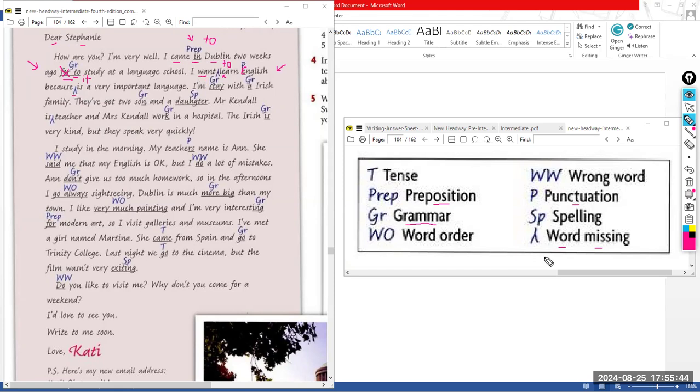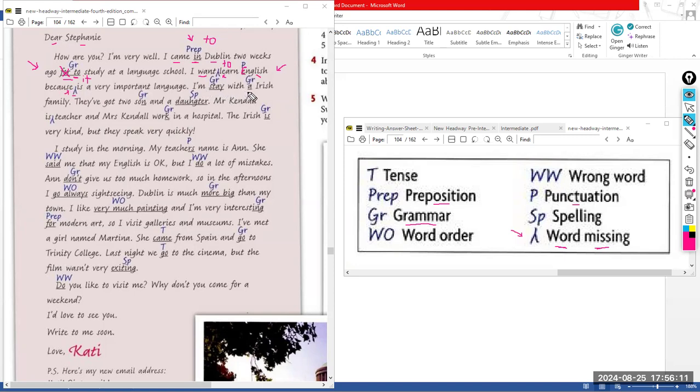So we notice here that we have a missing word. This is the symbol. And this is the symbol of the mistake. So there is a missing word. I have to write the pronoun it, which denotes the noun English. So I want to learn English because it is a very important language.